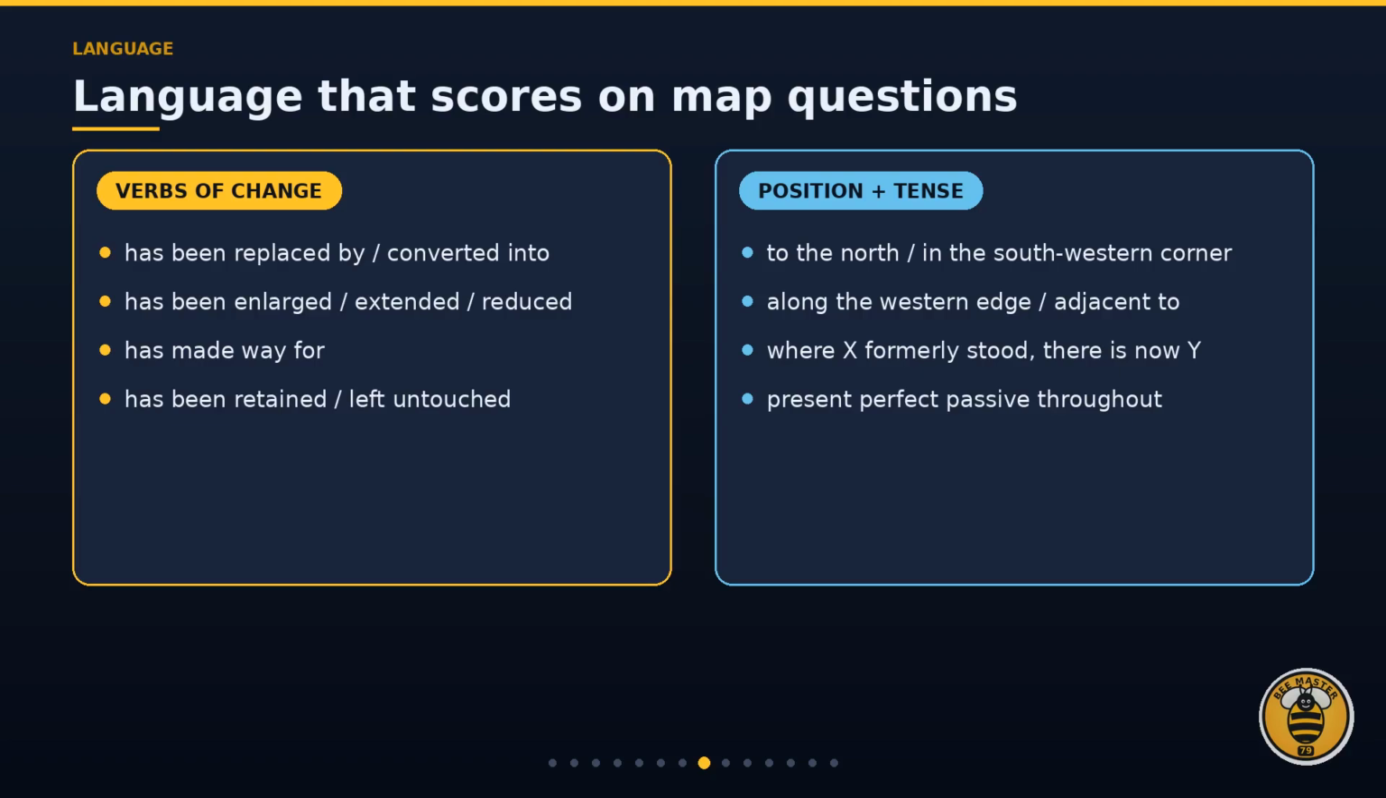Map questions reward precise language of change and position. Use has been replaced by, have been converted into, have been enlarged, has made way for, and have been retained. For position, use to the north, in the southwestern corner, along the western edge, and adjacent to, and keep the present perfect passive running through the whole answer because you are describing the result of change, not the process.